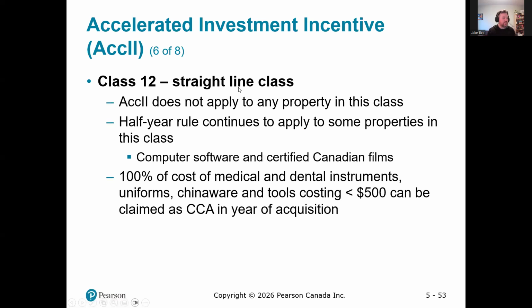Class 12 is a straight-line class. The accelerated incentive does not apply to any property in this class. The half-year rule continues to apply specifically for computer software and Canadian films. 100% of the cost of medical and dental instruments, uniforms, chinaware, and tools costing less than $500 can be claimed as CCA in the year of acquisition. So small amounts are really not worth tracking and can be fully amortized in year one.